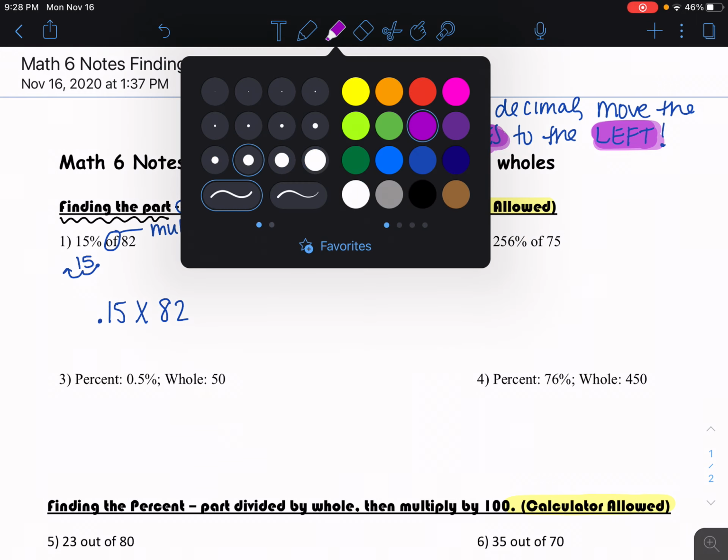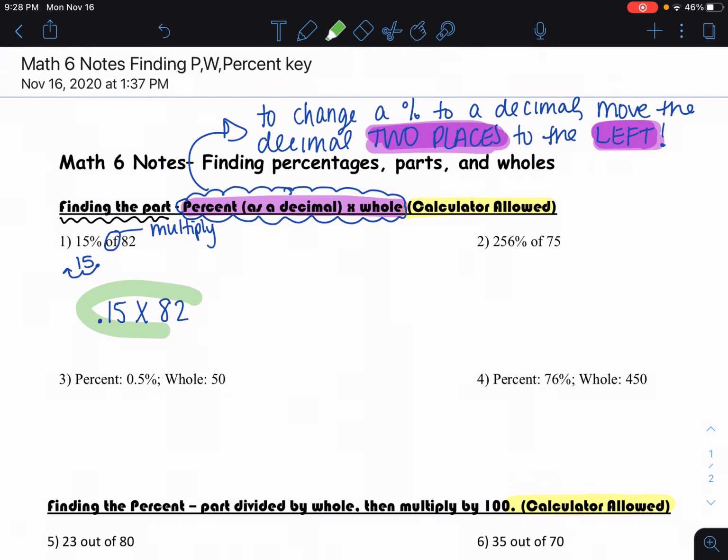This is the work that I'm expecting to see on this question before you use a calculator. If I see this, you can write equals and give me the answer using your calculator. So I'm going to go to my calculator and I'm going to type in 0.15 times 82, and I get 12.3. Okay, so if you show this work, you can type it in your calculator and give me the answer.